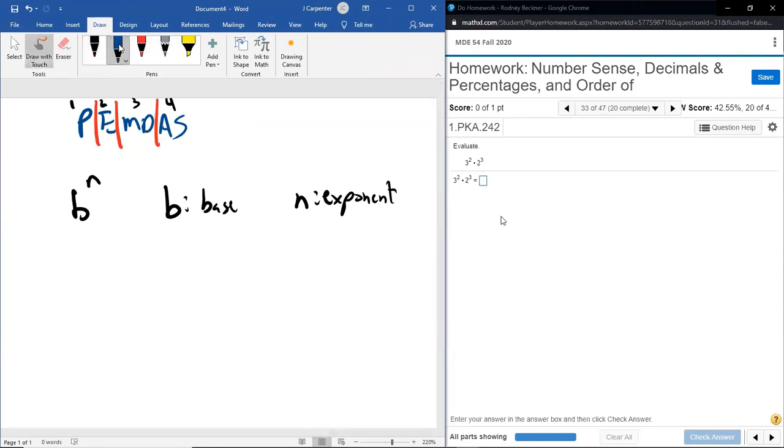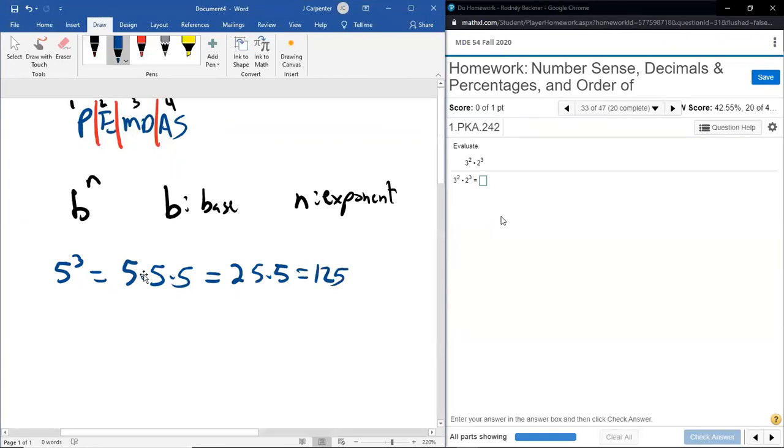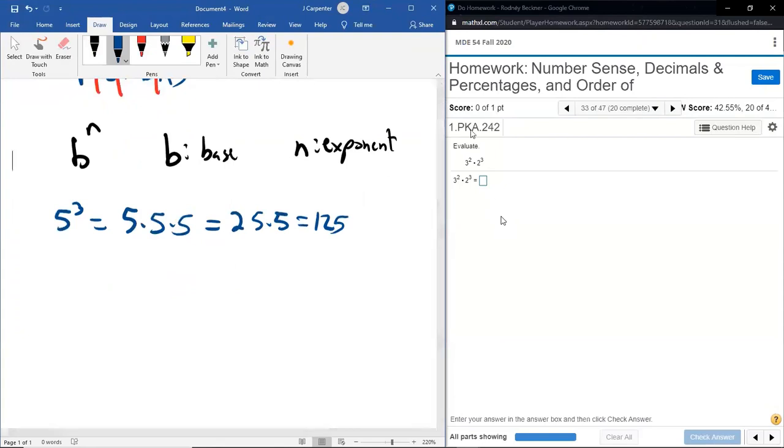So if we just had something like 5 to the third, that would be 5 times 5 times 5. 5 times 5 being 25, and then 25 times 5 would be 125. But this is not just as easy as that. It's 3 squared times 2 cubed.